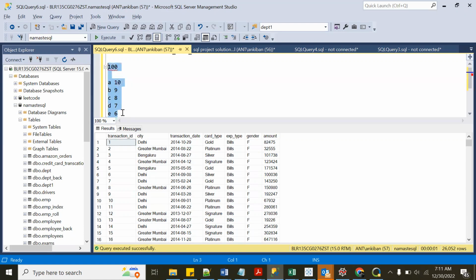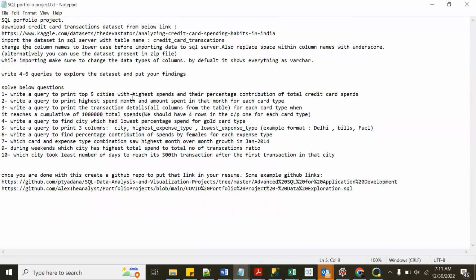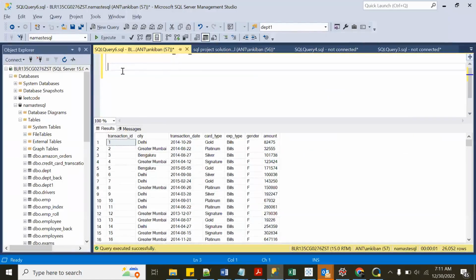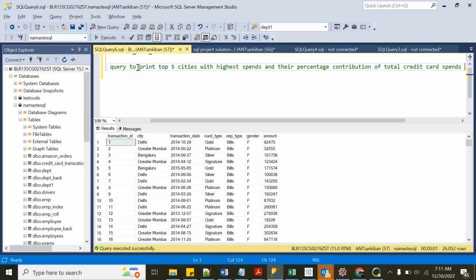So let's see how we can do it. First of all, what I have to do is get the city-wise total spend. Let me copy paste it here on itself.